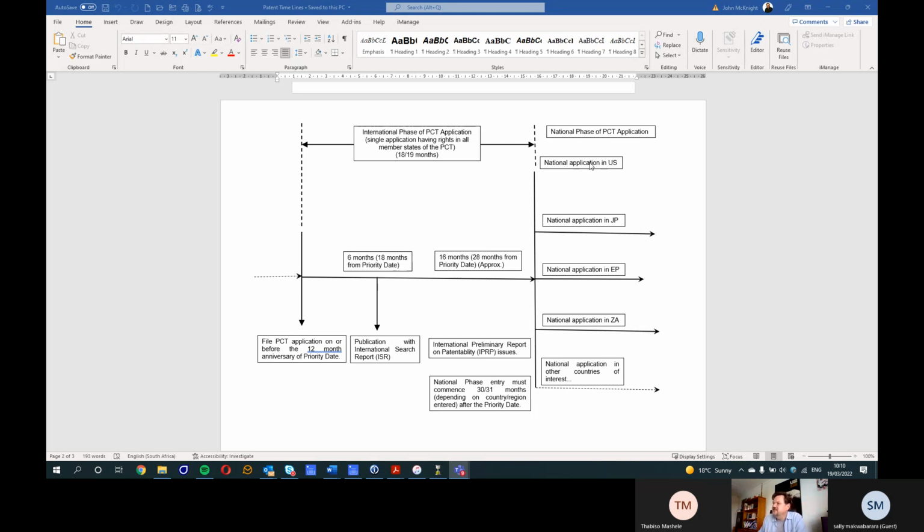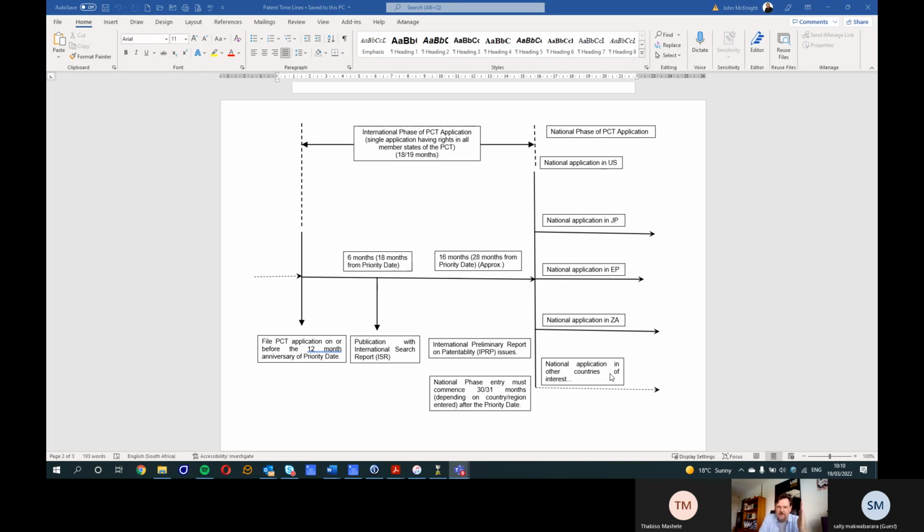So then you enter the national phase in the US, in Japan, in Europe, in South Africa, and in any other countries of interest. And then suddenly, from one PCT application, you now have an American application, you have a European application, you have a Japanese application. So you'd have to have your Japanese application translated into Japanese. You'd have to instruct a Japanese patent attorney.